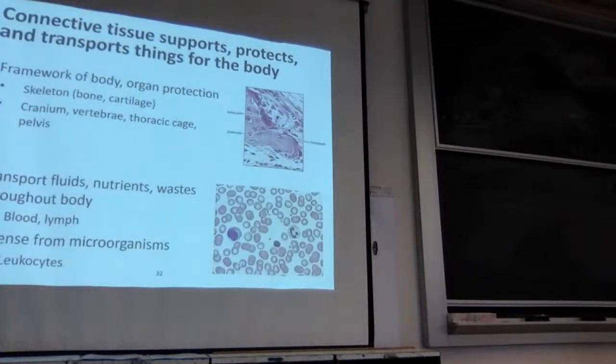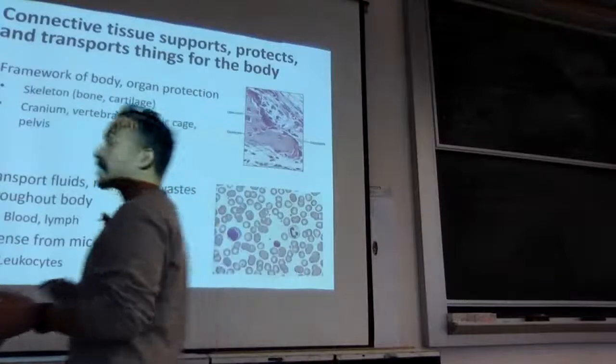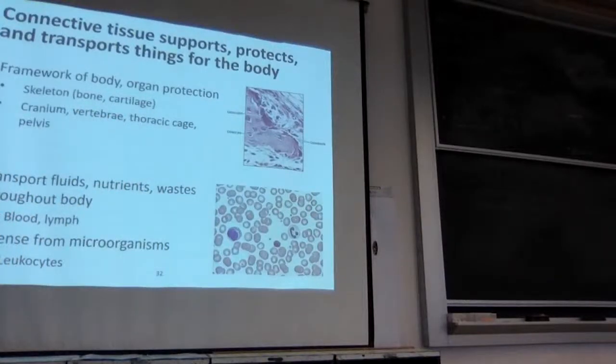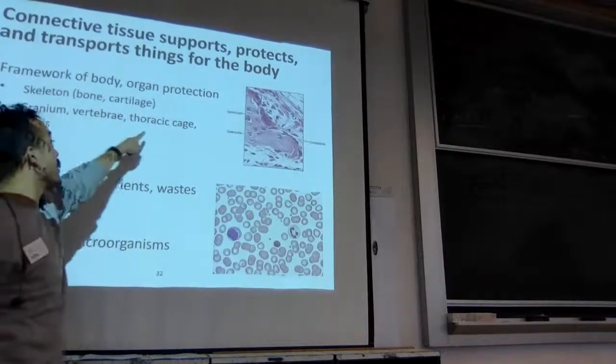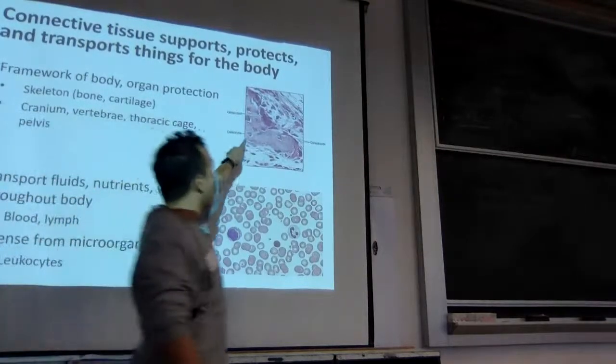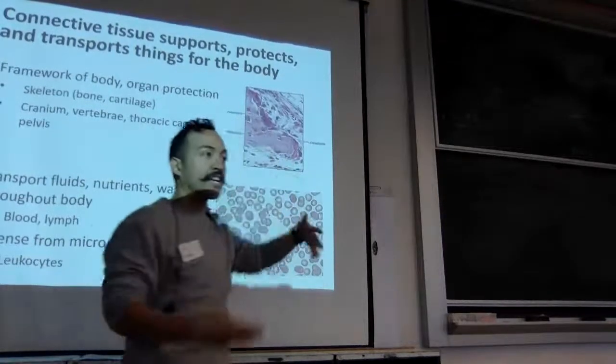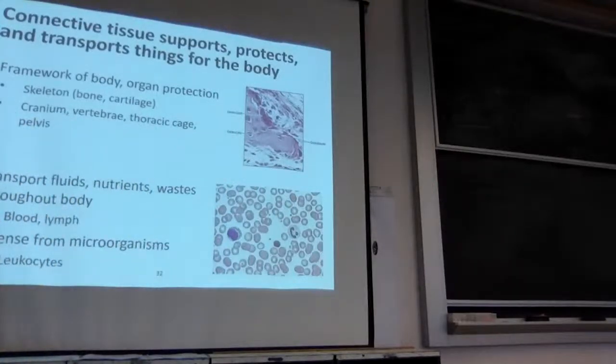So what do we need connective tissue for? Because of the broad diversity of what the extracellular matrix can be, there are many different functions that they can do. They can provide a framework, so bone and cartilage count as connective tissue. So that they make up our skeleton, they protect our brain, they protect our spinal cord, they protect our heart and lungs, they protect our internal genitalia. So shown here are bone cells called osteocytes, and surrounding it is stuff like calcium and other stuff we'll get to later.